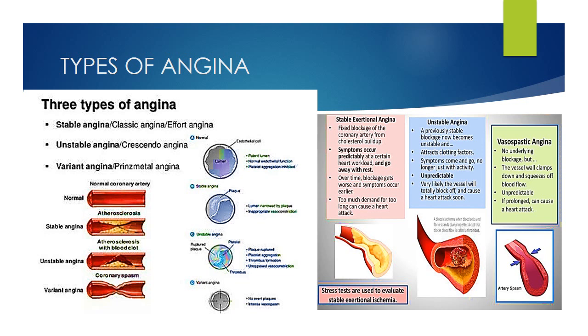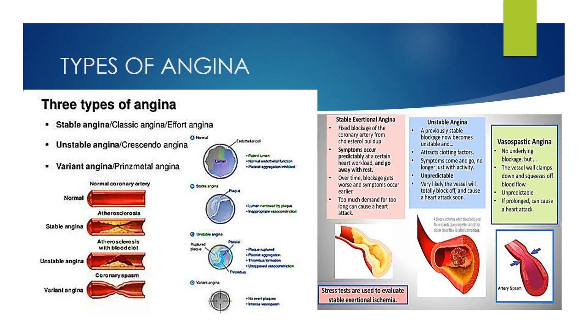And again, in unstable angina, as we saw, there is going to be atherosclerosis as well as thrombus formation, and eventually there is going to be obstruction in the blood flow. And the variant angina, also called coronary vasospasm, is also going to be obstructing the blood flow, and the patient is going to end up having severe chest pain, and the patient is going to come into the medical emergency.